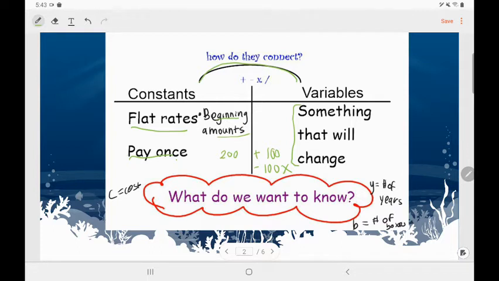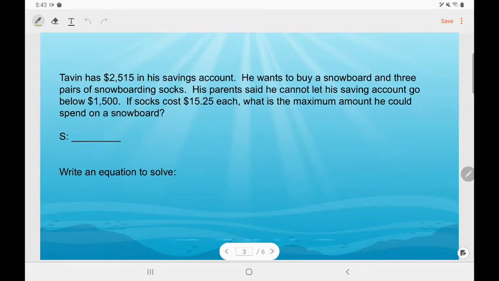So with this information, let's go ahead and look at a story problem. Tavin has $2,515 in his savings account. He wants to buy a snowboard and 3 pairs of snowboarding socks. His parents said that he cannot let his savings account go below $1,500. If socks cost $15.25 each, what is the maximum amount he could spend on a snowboard?